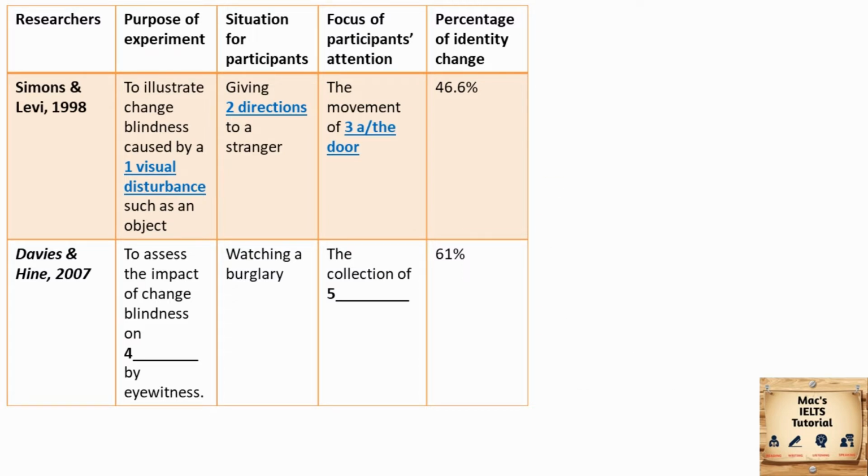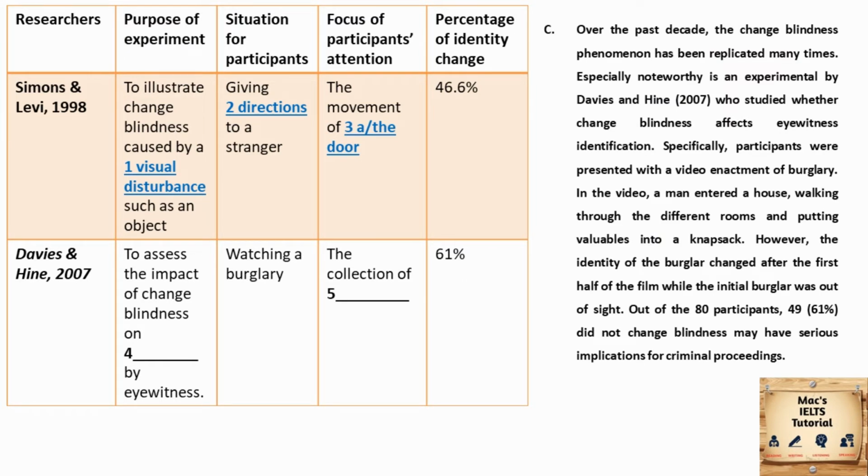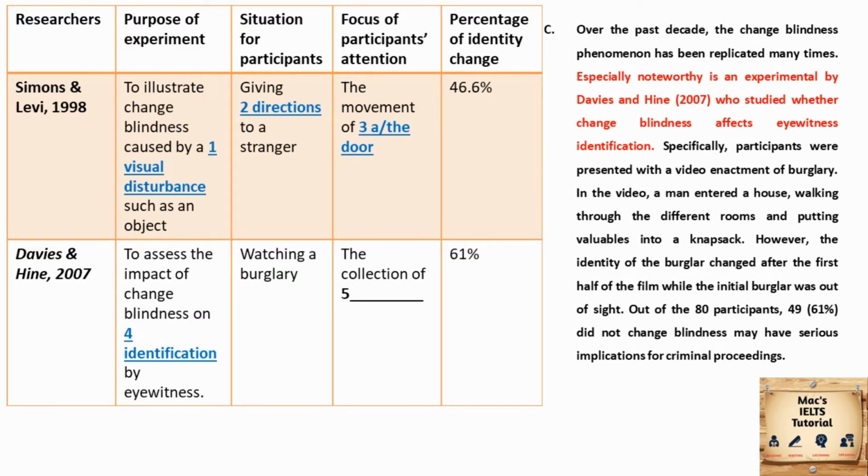Moving to the next question, again we have to find out the purpose of the experiment conducted by Davis and Hine. To answer this question, we can get this information from paragraph C. When you go through the paragraph, you can find the second sentence stating that especially noteworthy is an experiment by Davis and Hine, who studied whether change blindness affects eyewitness identification. So, the answer for this question goes like: to assess the impact of change blindness on identification by eyewitnesses.